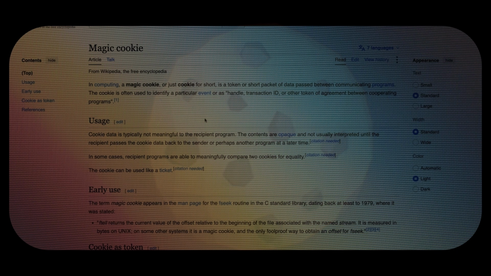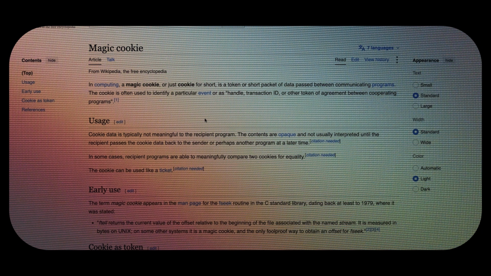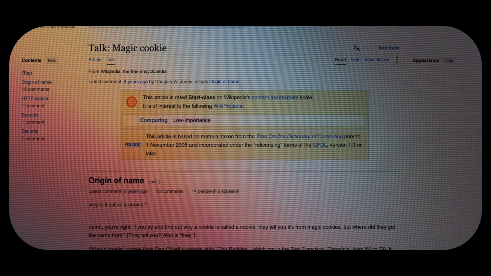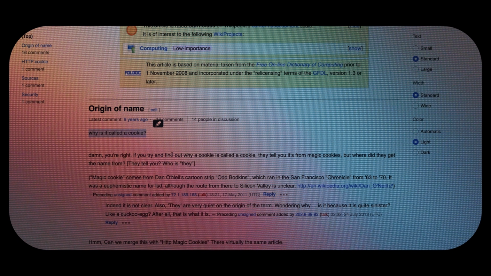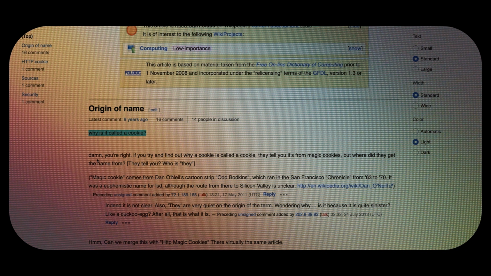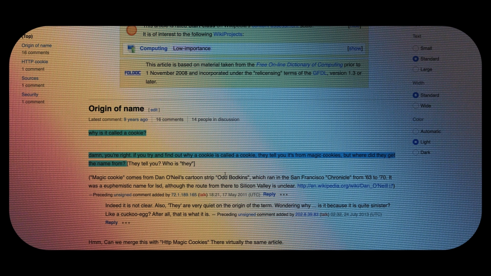And this is the question people have been asking for a while. Why were magic cookies called magic cookies? If you navigate over to the talk section of the Wikipedia page for magic cookies, under origin of name, you can see this discussion play out. As this user says, why is it called a cookie? Damn, you're right, if you try and find out why a cookie is called a cookie, they tell you it's from magic cookies. But where'd they get the name from?